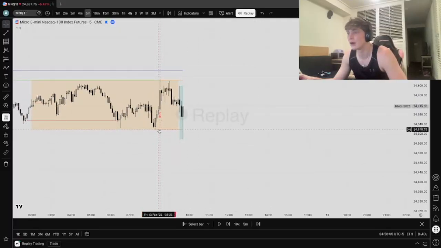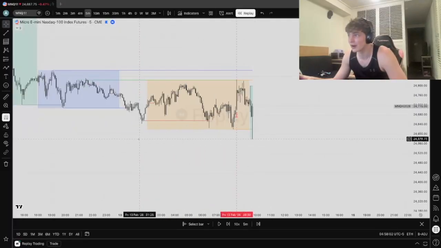Oh, we swept this low. And did we trade into what I didn't want to see us trade into? No, we didn't take out any of these lows, and we're still inside this. Oh, you can't even see that.